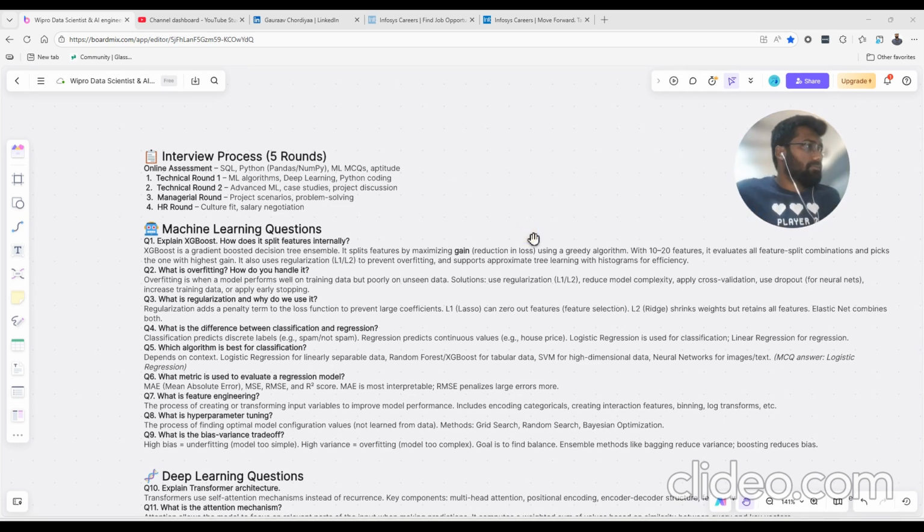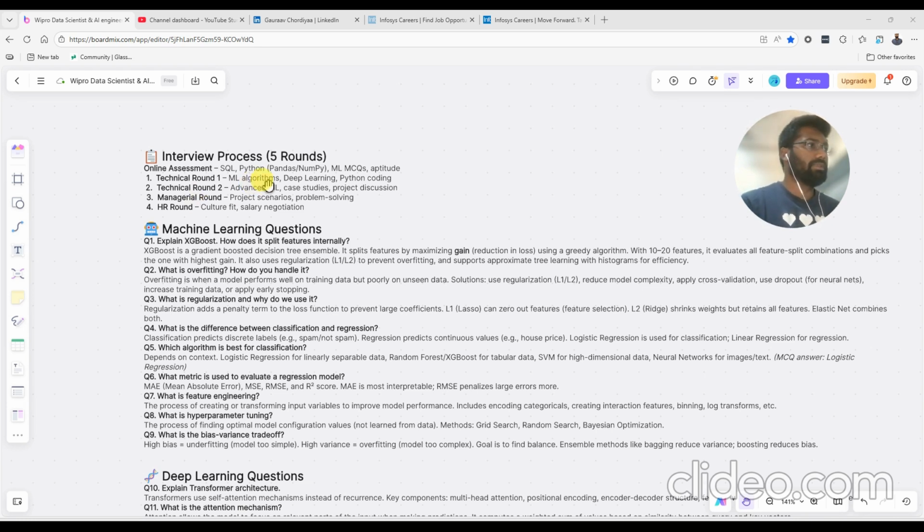Yes. So they have an interview process of 5 rounds. One is online assessment, technical round one, technical round two, managerial round, and HR round. So the first 2 rounds are very important. After that, in the managerial round, they may ask you repeated questions or project related stuff, and after that you have an HR round where the salary and the culture fit, all those things go around. But these rounds are very important.